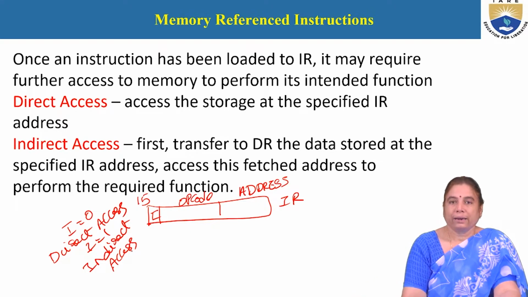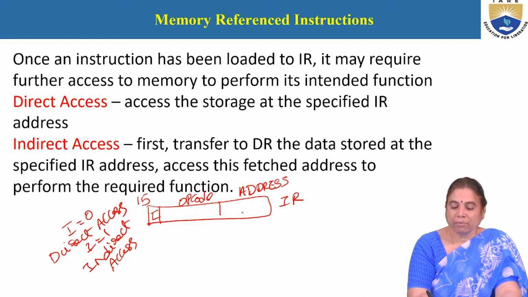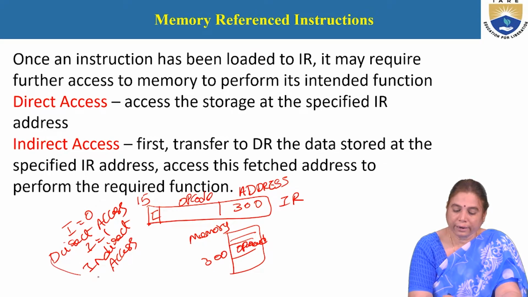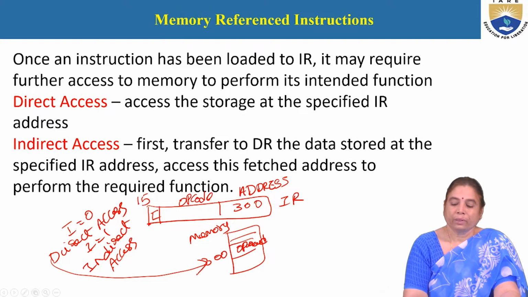What does direct access mean? Whatever address is specified in the instruction register, for example 300, in the memory at the 300 location, the operand is available in case of the direct access method. So this operand can be fetched and used for the processing.